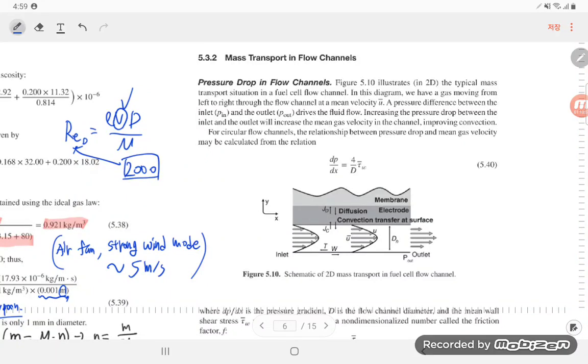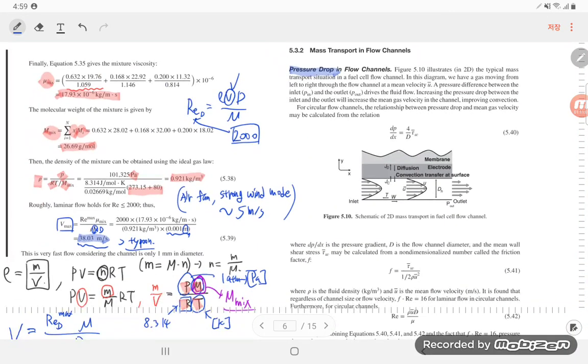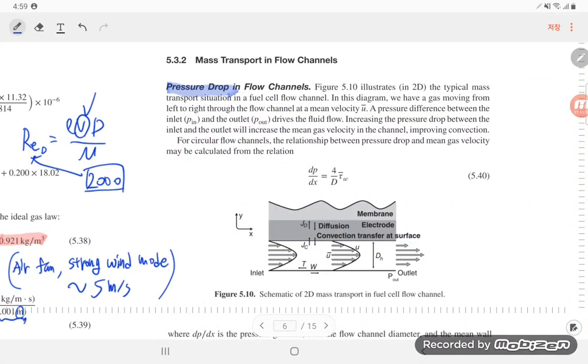The pressure drop in flow channel. This figure illustrates the typical mass transport situation in a fuel cell flow channel. In this diagram, we have a gas moving from left to the right through the flow channel at mean velocity u.